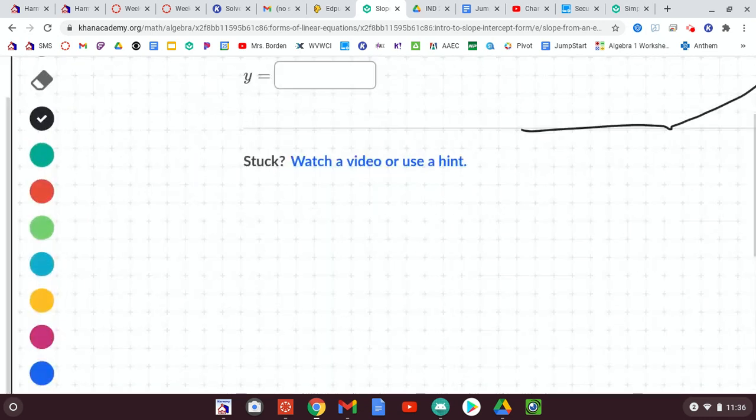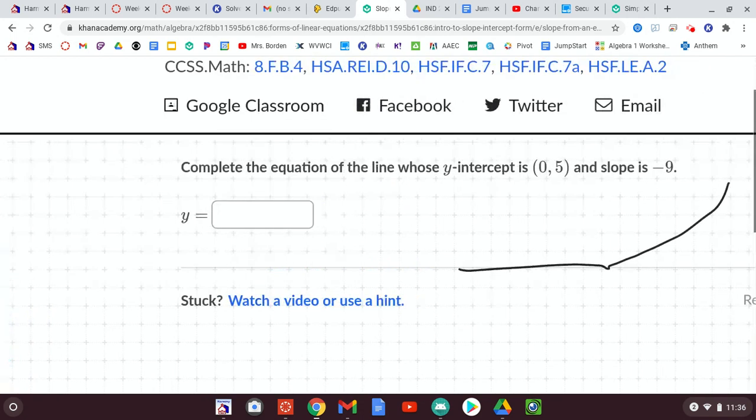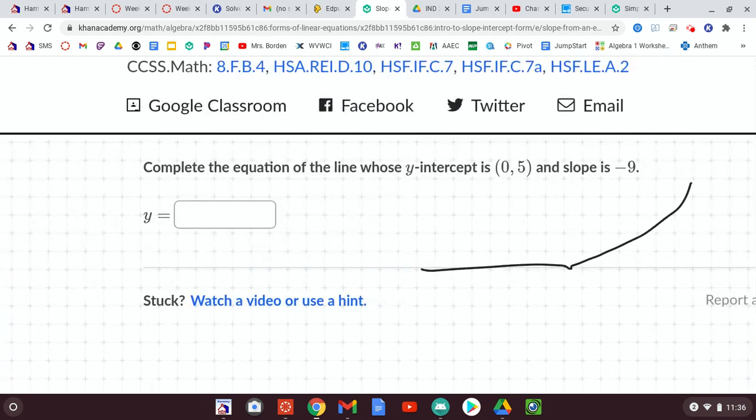All right. So complete the equation, and it gives you, so for y-intercept, instead of putting y-intercept as 0, 5, what could I write underneath that just to give myself some clues? What's the letter that stands for y-intercept? B equals what? 5. And what do we know instead of slope? What could we write?